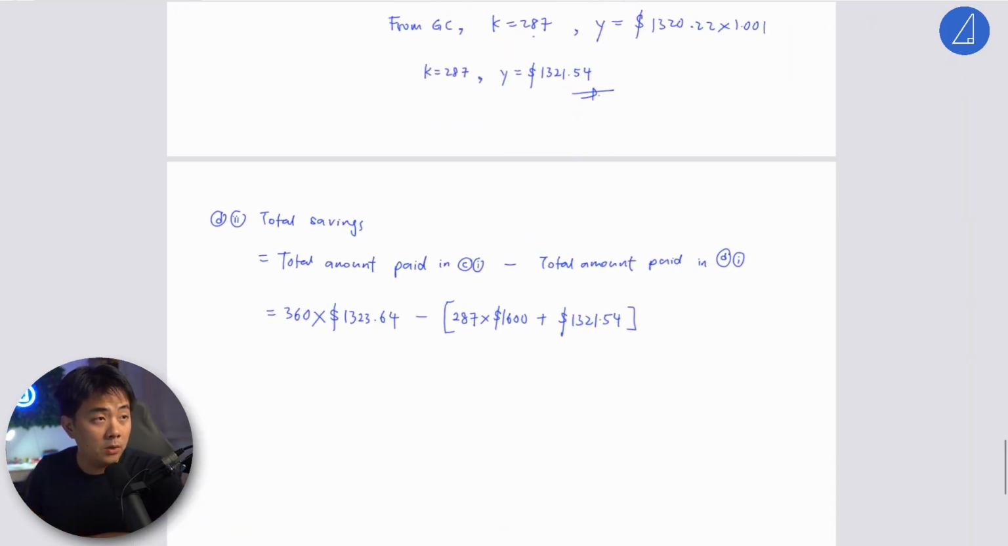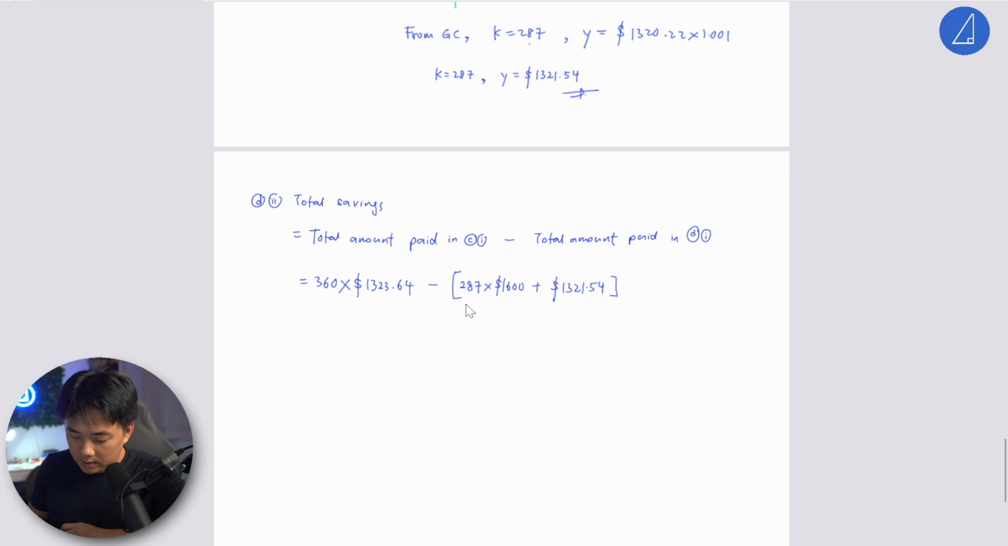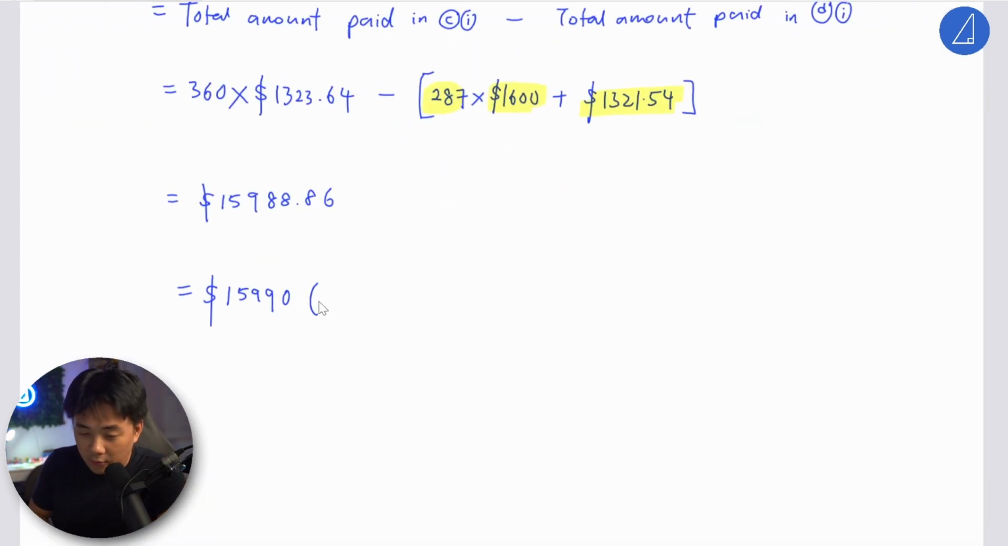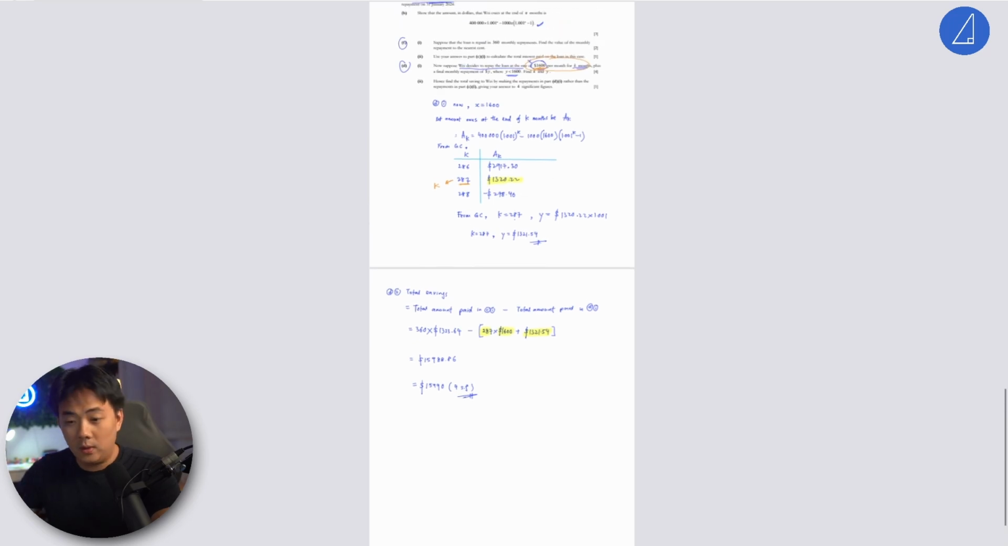So then the total savings will be the total amount paid for C1, which is 360 months by 1323.64. Then for the part D, what we do is we take 287 months of 1,600. Then the last month will be this amount, which is our Y. We were told to give it in four significant figures. Okay, so that's how I do this question here proficiently, and I'll see you in the next question.